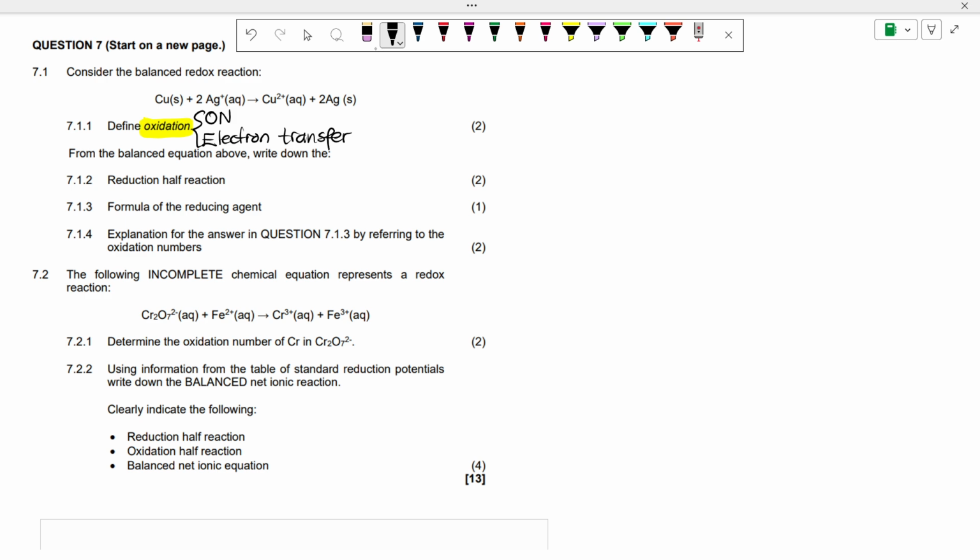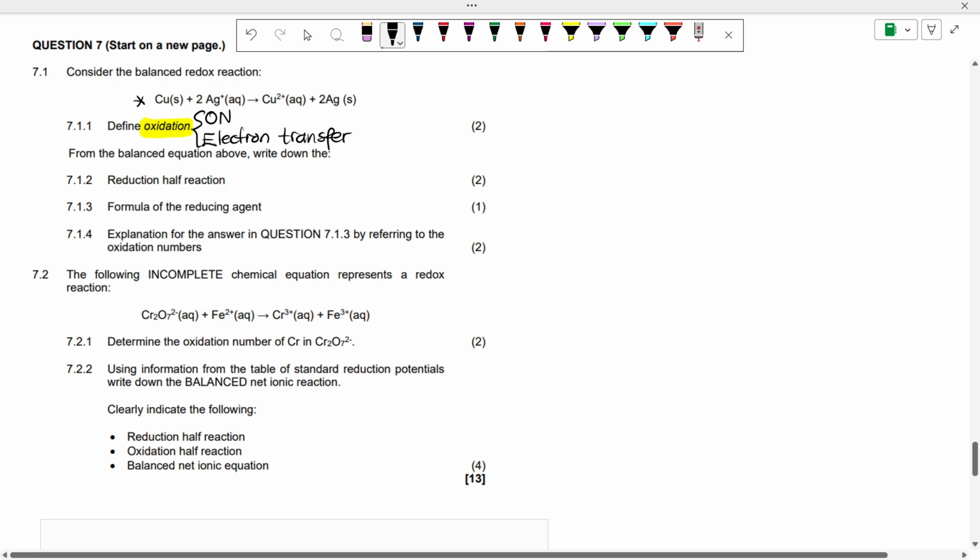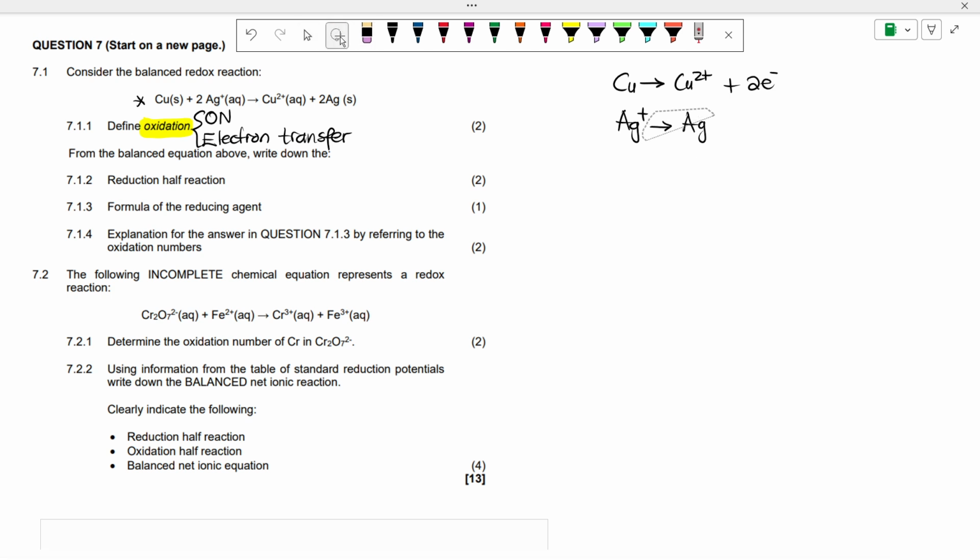Then they say from the balanced equation above, write down the reduction half reaction. And then if they give it in this way, you can always go and confirm your half reactions on the standard reduction potentials. You'll see that you are going to end up with Cu becoming Cu2 plus and plus 2 electrons, and then the other one will just be Ag plus becoming Ag plus an electron. Okay, the electron will be on the other side, sorry, so let me just move that.